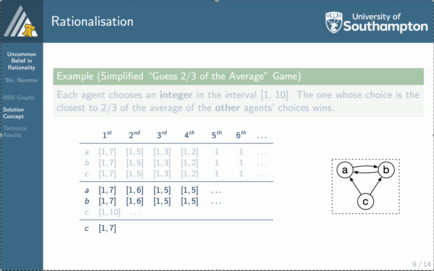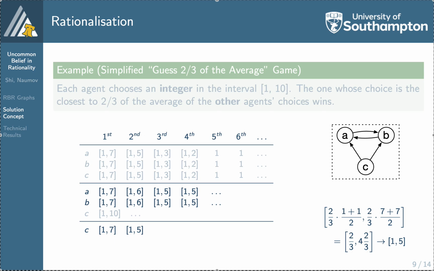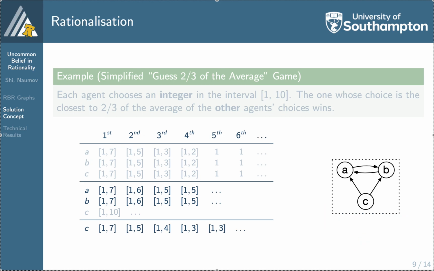For C, initially she will choose from 1 to 7 because of her rationality. C believes that A and B are rational and choose from 1 to 7, so she chooses from 1 to 5. In this RBR graph, we can see that whatever agents A and B believe, agent C believes such beliefs. So agent C would also believe that A and B would choose from 1 to 6. So her new rationalizable choices would be 1 to 4. The rationalization process goes on and on. Finally, it reaches a stable state where A and B choose from 1 to 5 and C chooses from 1 to 3.